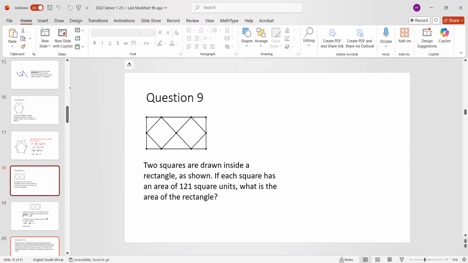The next question is, two squares are drawn inside a rectangle, as shown. If each square has area 11 square units, I'm sorry, 121. I'm thinking ahead. The area is 121. So therefore, the sides will have to be 11. So these are 11. What is the area of the entire rectangle?